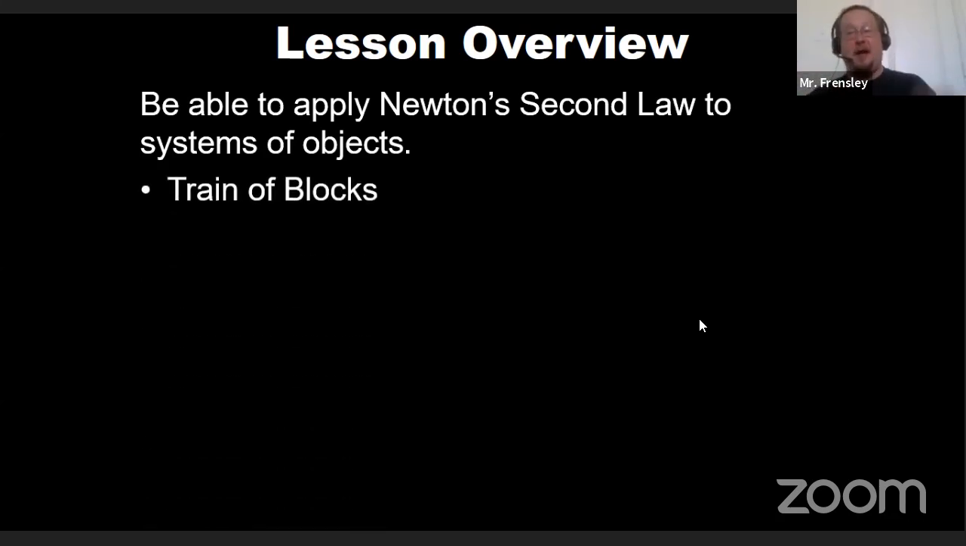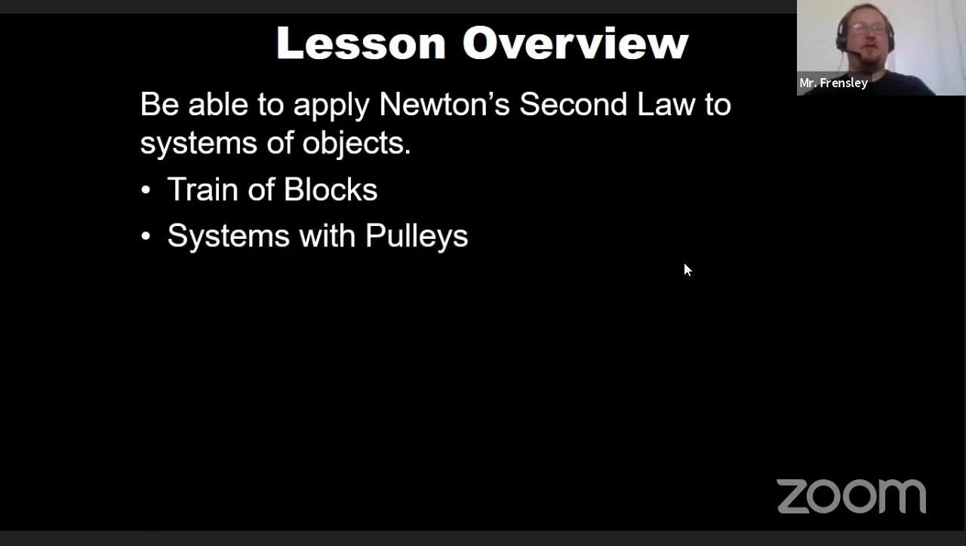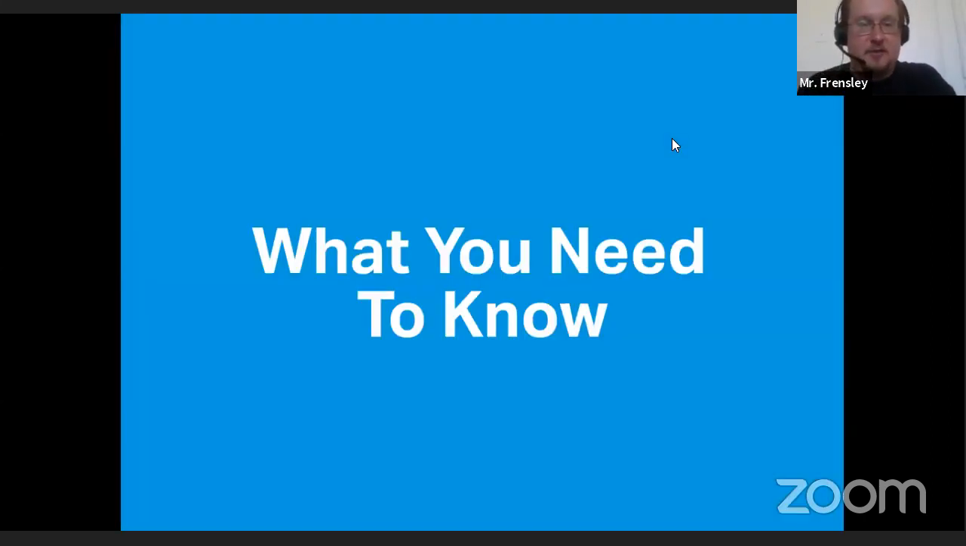We're going to look at a train of blocks like the warm-up you just saw. We're going to look at systems with pulleys. Can you think of situations where you have 2 or 3 objects that are connected together, usually by ropes? How does Newton's third law play into that? But really, how are we going to use Newton's second law to analyze those situations?